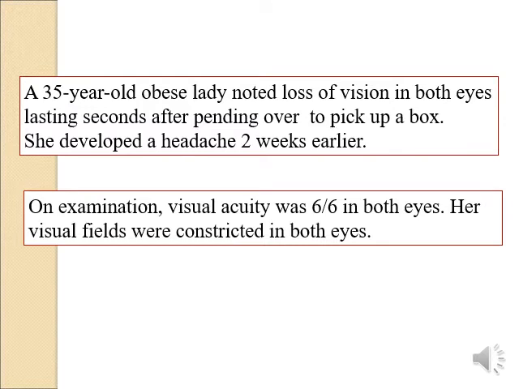A 35-year-old lady noted loss of vision in both eyes, lasting seconds after bending over to pick up a box. She developed a headache 2 weeks earlier. On examination, visual acuity was 6/6 in both eyes. Her visual field shows constriction in both eyes.